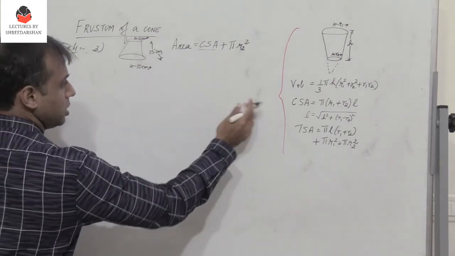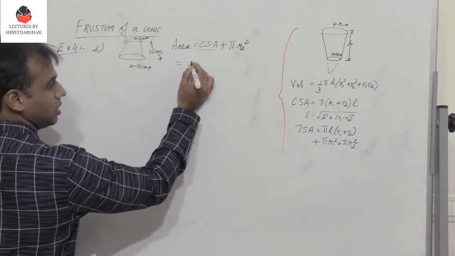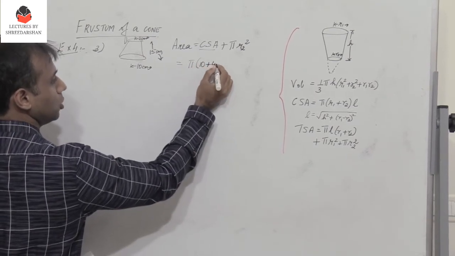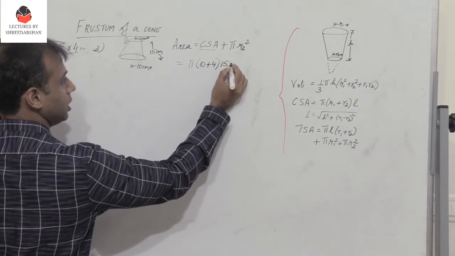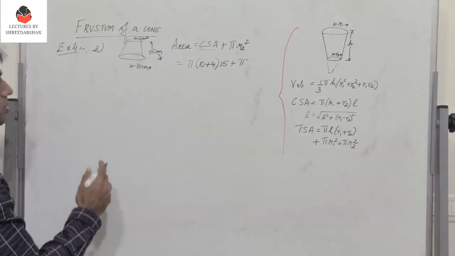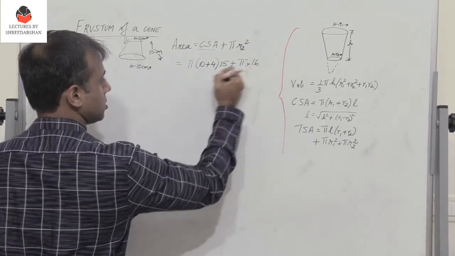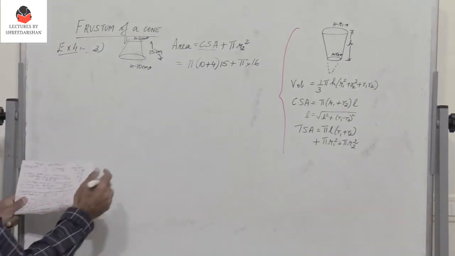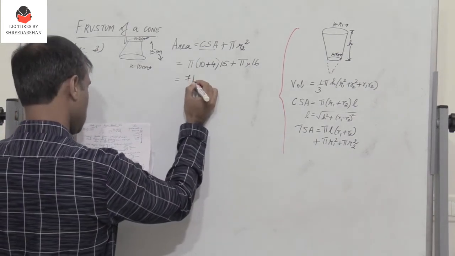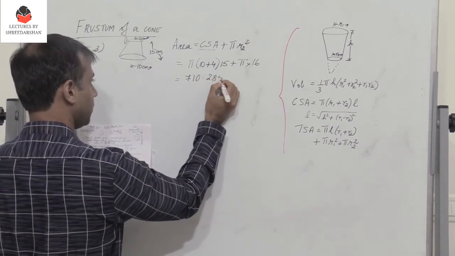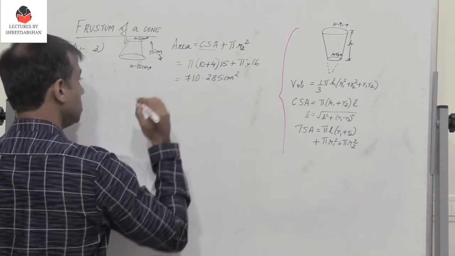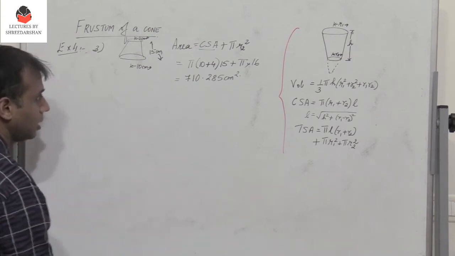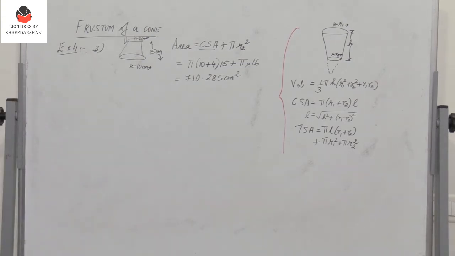So what is the expression? The expression is pi into (r1 + r2), where r1 is 10 and r2 is 4, into L, which is 15, plus pi r2 square, where r2 is 4, 4 square is 16, so pi into 16. So when we calculate, we get the total area as 710.285 centimeters square. So this is the total area which is required to make the cap.